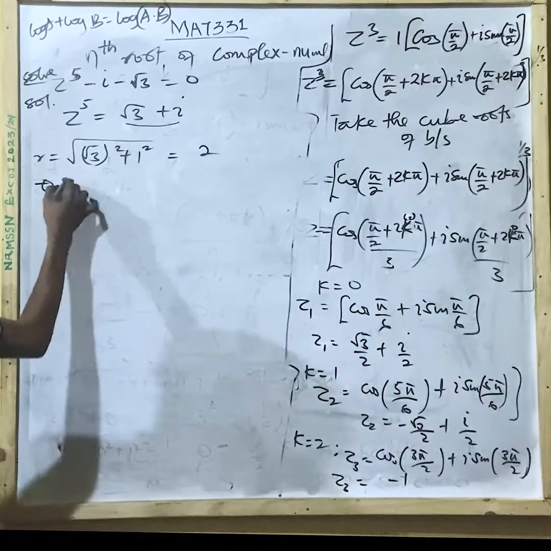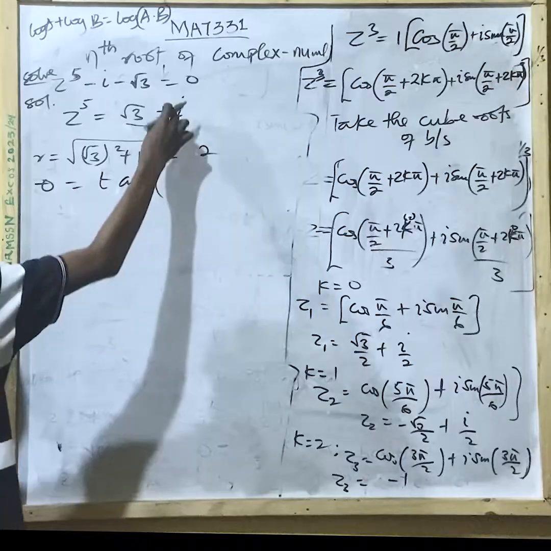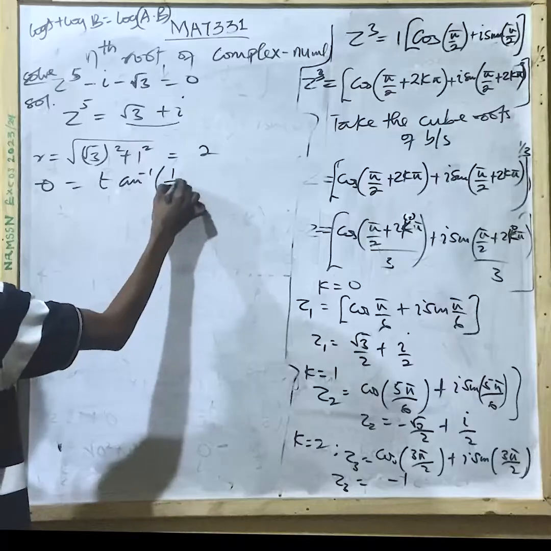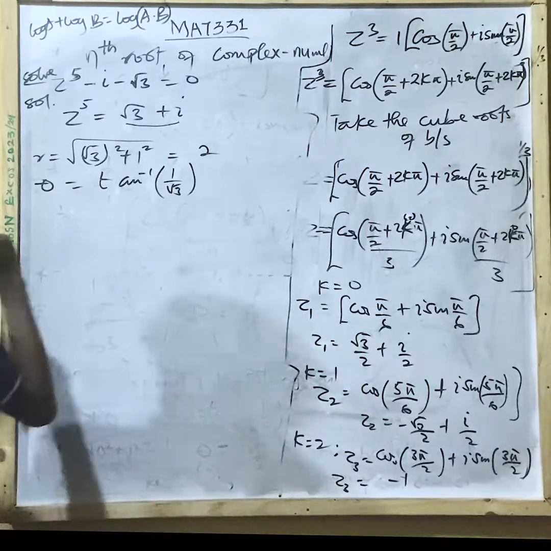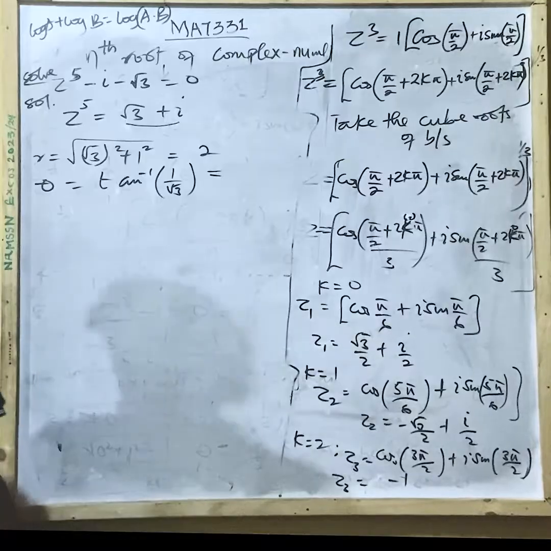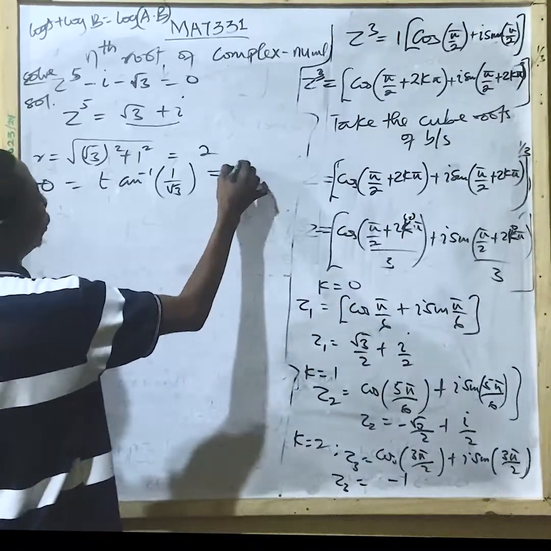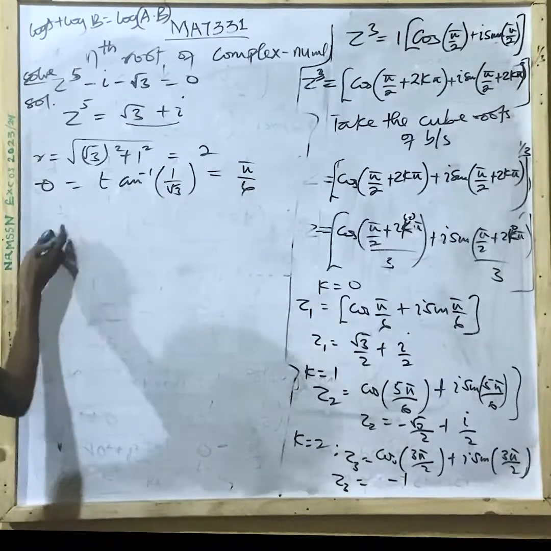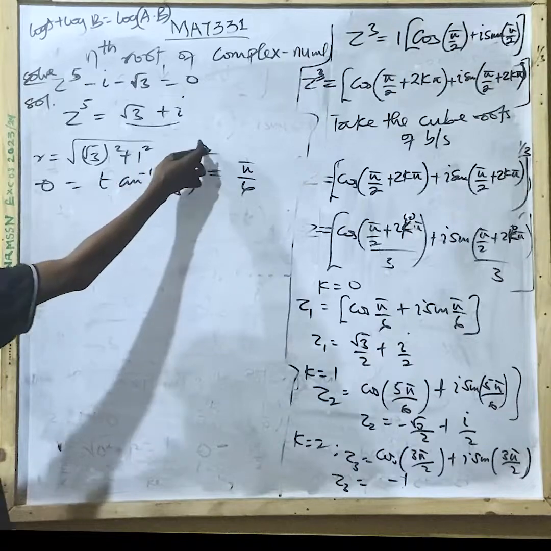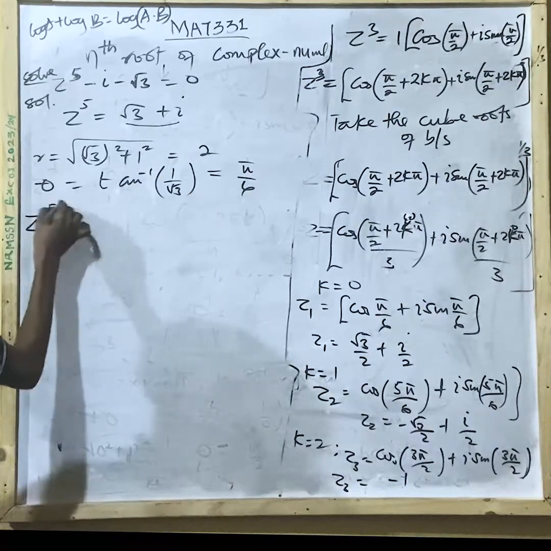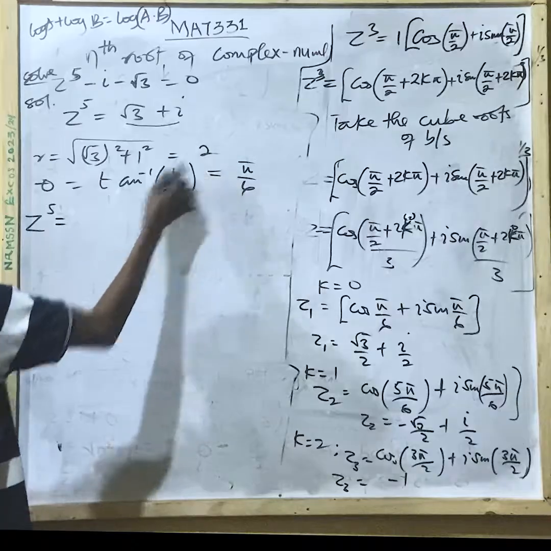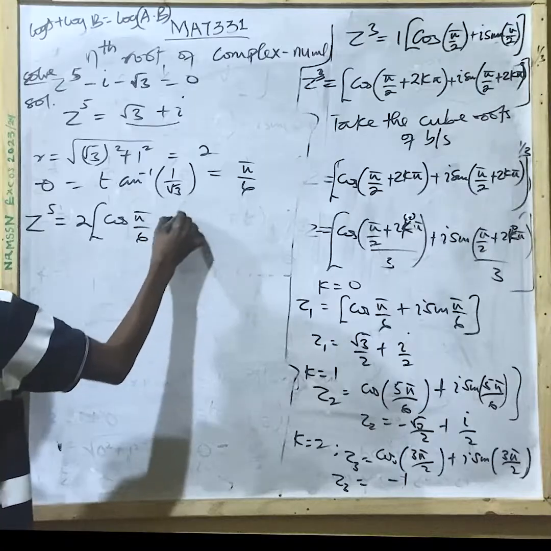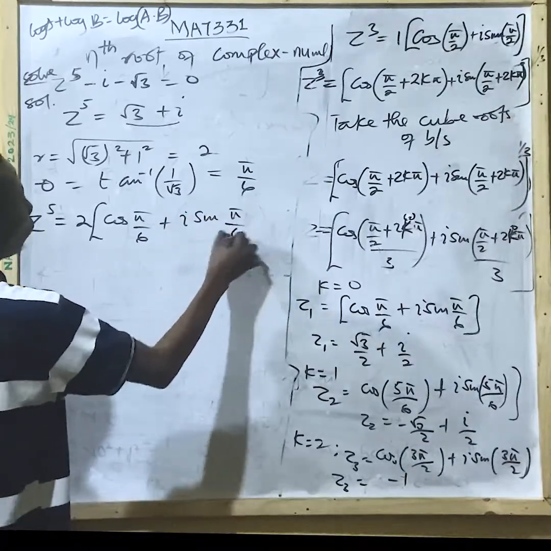And we find our argument. The argument is tan inverse of y over x. The y part is 1 over root 3. So tan inverse of 1 over root 3, your calculator must be in radian. So it's 30 degrees, that's pi over 6. After finding the modulus and argument, we express it in polar form. So z raised to power 5 equals, here now, my r is 2, 2 into cos pi over 6 plus i sine pi over 6.